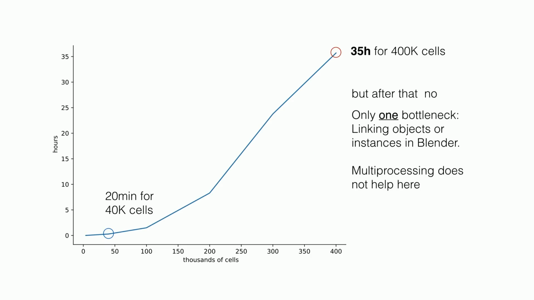There's only one thing I have to say about that. It took 35 hours just to encode, link all these neurons to the scene. So I tried with 40,000 cells, and it took 20 minutes. And I said, okay, it's fine. If I do 400,000, it'll be done in 10 times as much. But no, 35 hours later, I was still expecting something to happen.